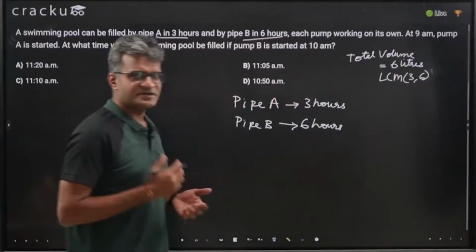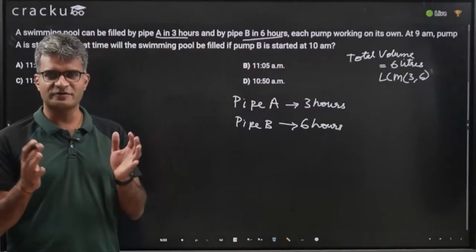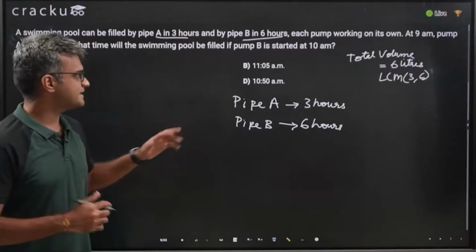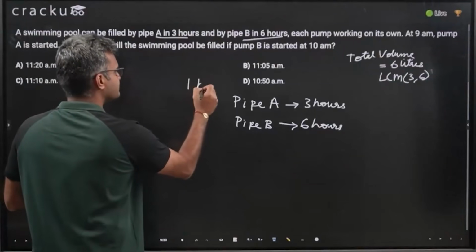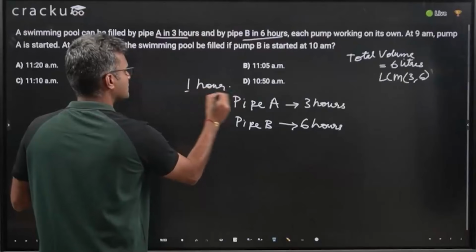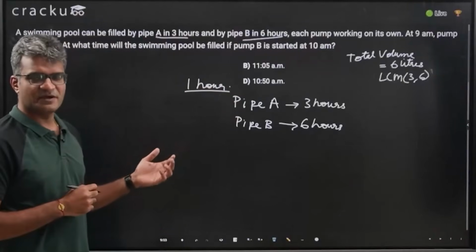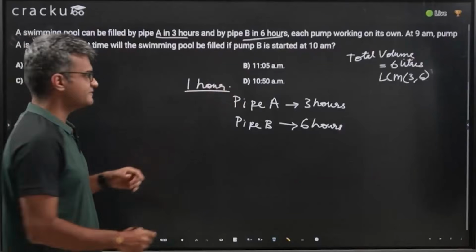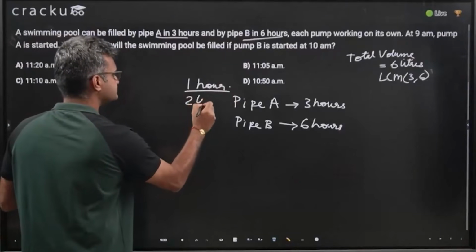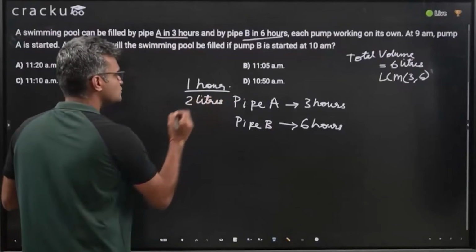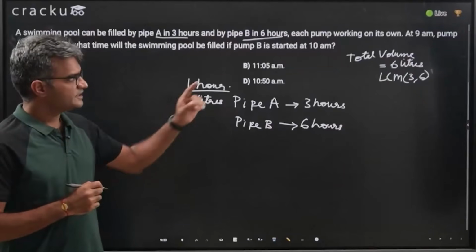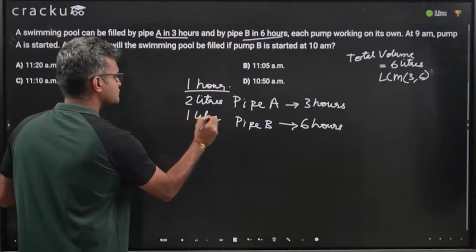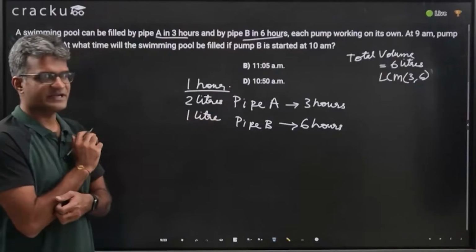One pipe takes 3 hours, another pipe takes 6 hours. The least common multiple of 3 and 6 is 6. So let us assume that the total volume that needs to be filled is 6 liters. So in 1 hour, how much water is filled by pipe A? That will be 6 divided by 3, which is equal to 2 liters. And how much water is filled by pipe B? That will be 6 divided by 6, which is 1 liter. So we know how much water is filled by them every hour.